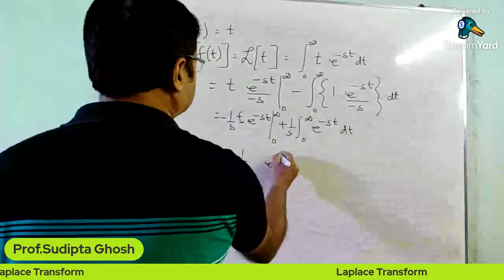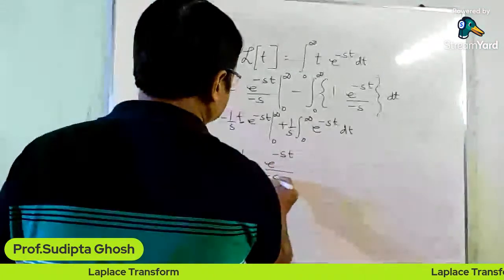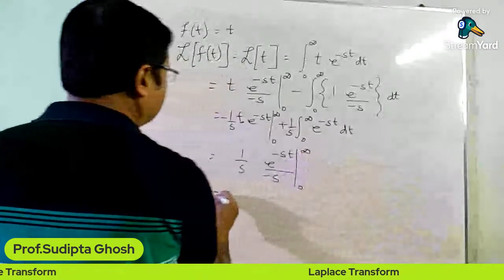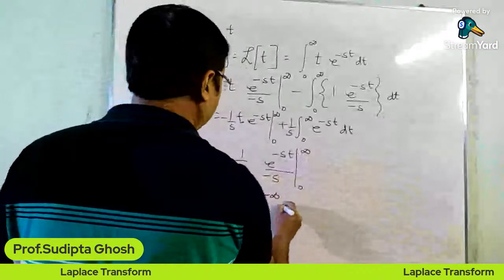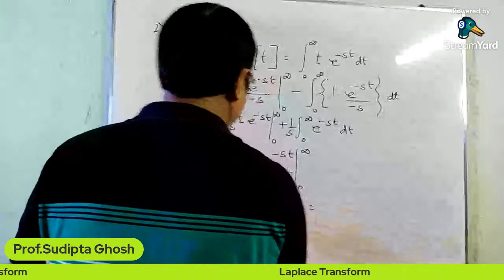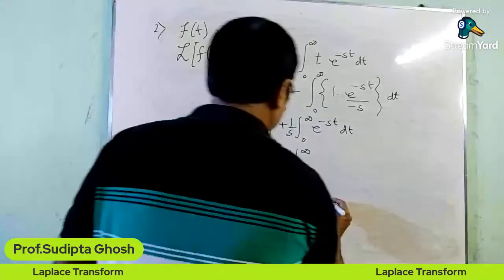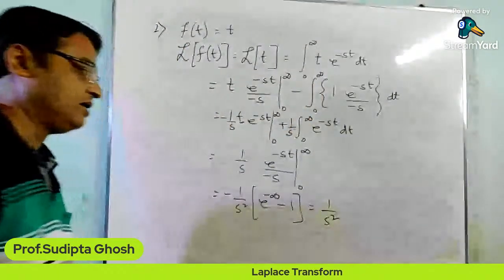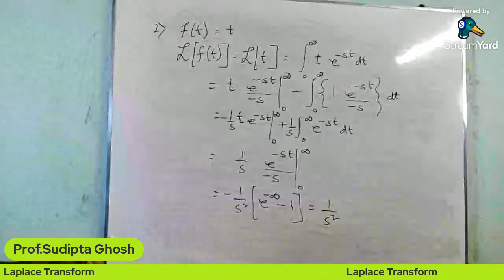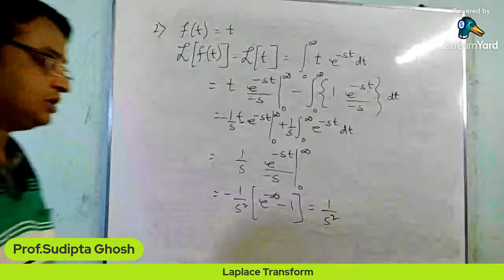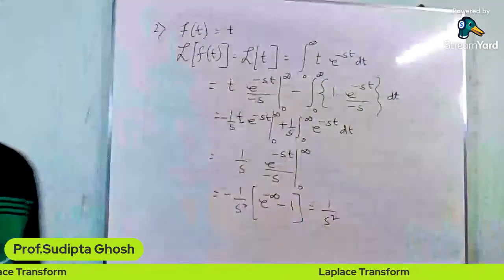Now the integral of e to the power minus st is e to the power minus st by minus s, limit 0 to infinity, so it will give minus 1 by s square, and then putting the values, e to the power minus infinity minus e to the power 0, that is 1. E to the power minus infinity again gives 0, so the value will be 1 by s square. So this is the transformation of the function f of t equals simply t, that is 1 by s square. Is it okay?